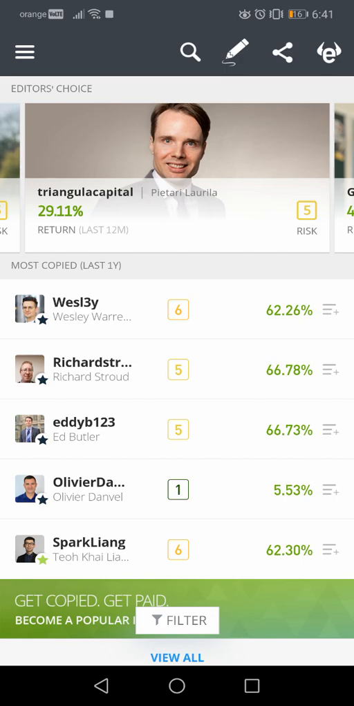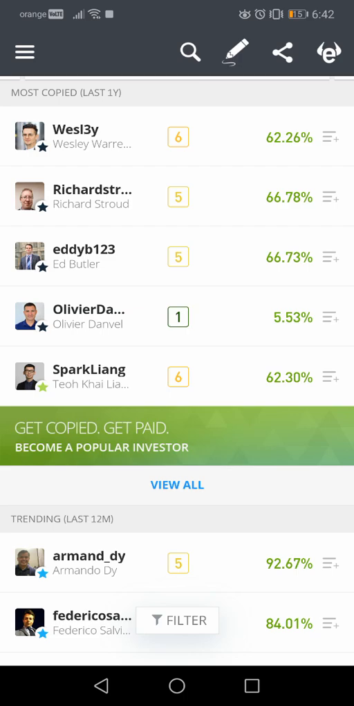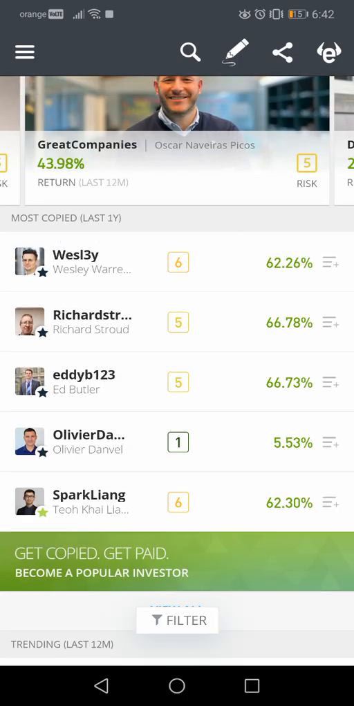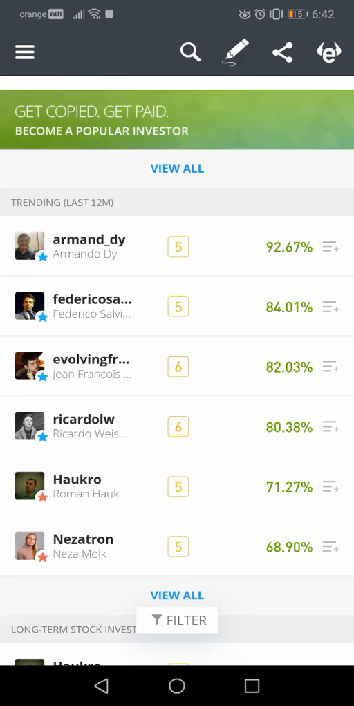If you are new to investing, maybe you don't want to take that high risk, so you can follow this kind of investments. But if you want to grow fast, you have to go for riskier choices. So this is the first section. If we scroll down here, we will see the second section is trending in the last 12 months.